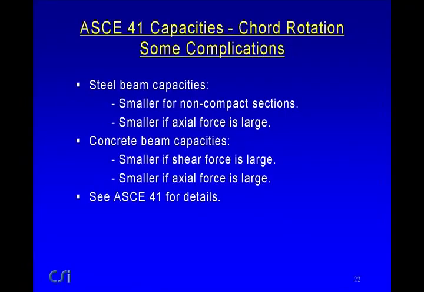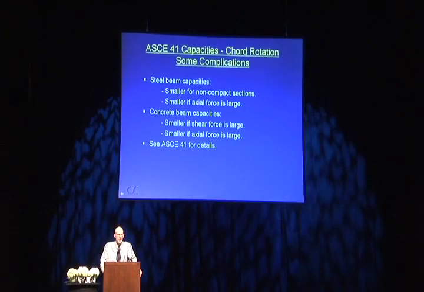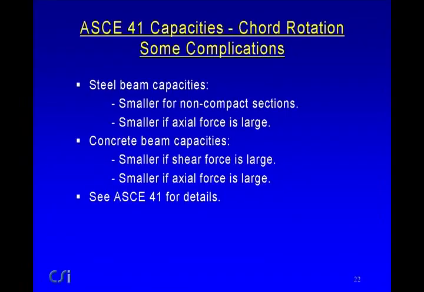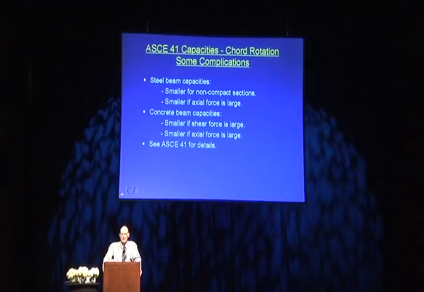So some complications. Firstly, steel beam capacities. The values I just showed were for compact sections. If the section is non-compact, it's smaller. And if the axial force is large, typically this won't matter for a beam, but it certainly does for a column. The larger the axial force, the smaller the ductility. You tend to get buckling sooner. So the rotation capacity can depend on the axial force. Large compression axial force, smaller rotation capacity.